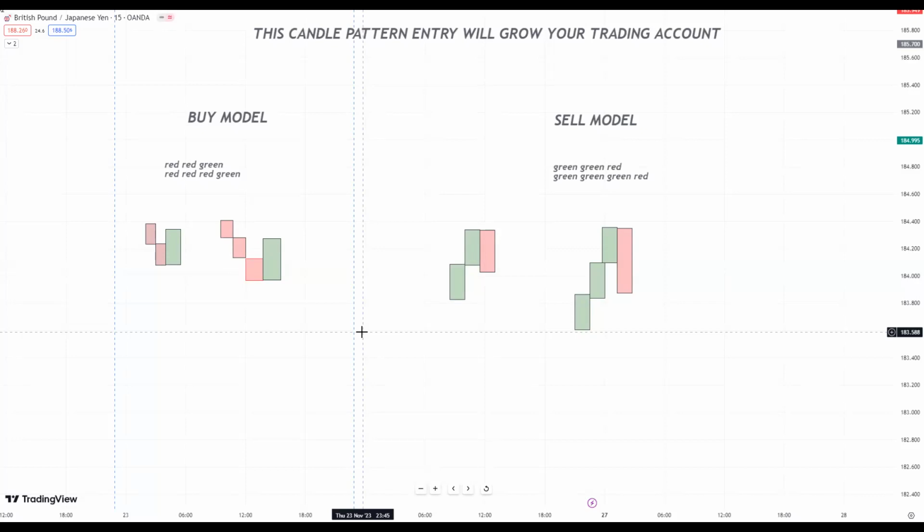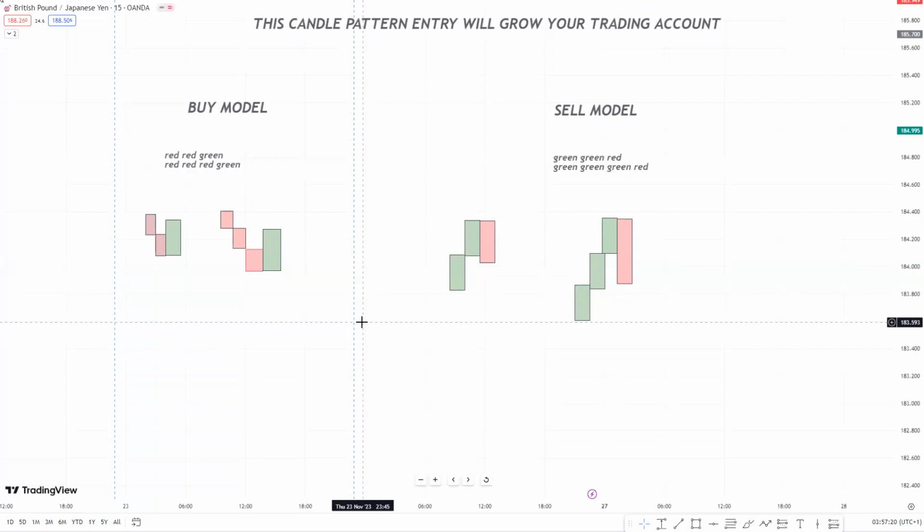But today we'll be looking at the candle pattern that has exponentially grown my trading account. I'm looking at opportunities from this just concluded week, from Monday 20th of November to Friday 24th of November. We've had crazy opportunities with this entry, with this sell and buy model.